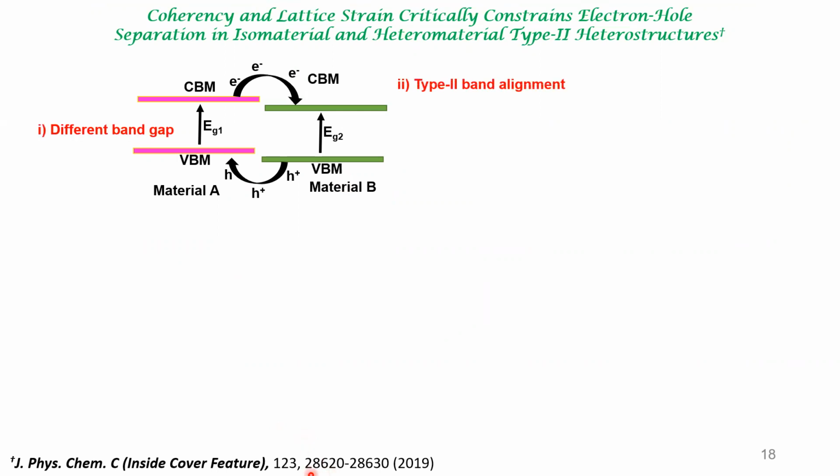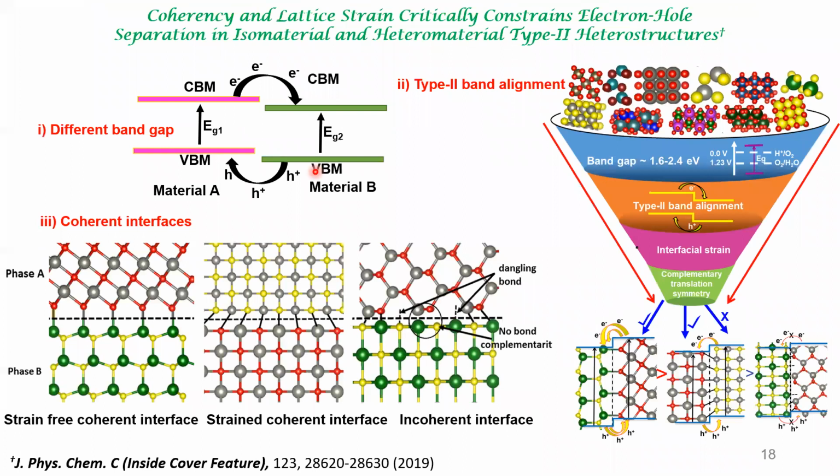So these heterostructures between native and non-native structures have different band gaps and different band alignments. Depending upon the interfacial structure, the efficiency of electron-hole separation is very different. So if you take a variety of heterostructures, there are lots of possibilities.